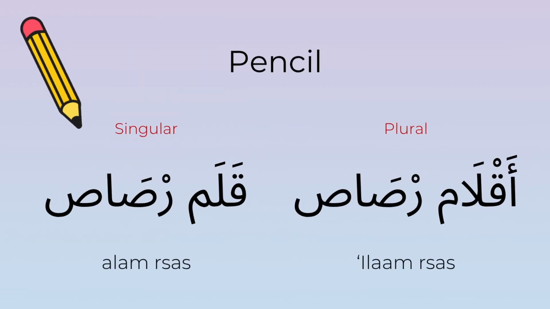Here's how to specify that you're talking about a pencil. The singular version is alam rasas. So you may notice that first word alam, and that's the word that we use to mean writing instrument or pen or pencil. And then to specify that we're talking about a pencil, we use the word rasas, which actually means lead. So once again, the whole word is alam rasas. Now to say pencils, we would say lam rasas.